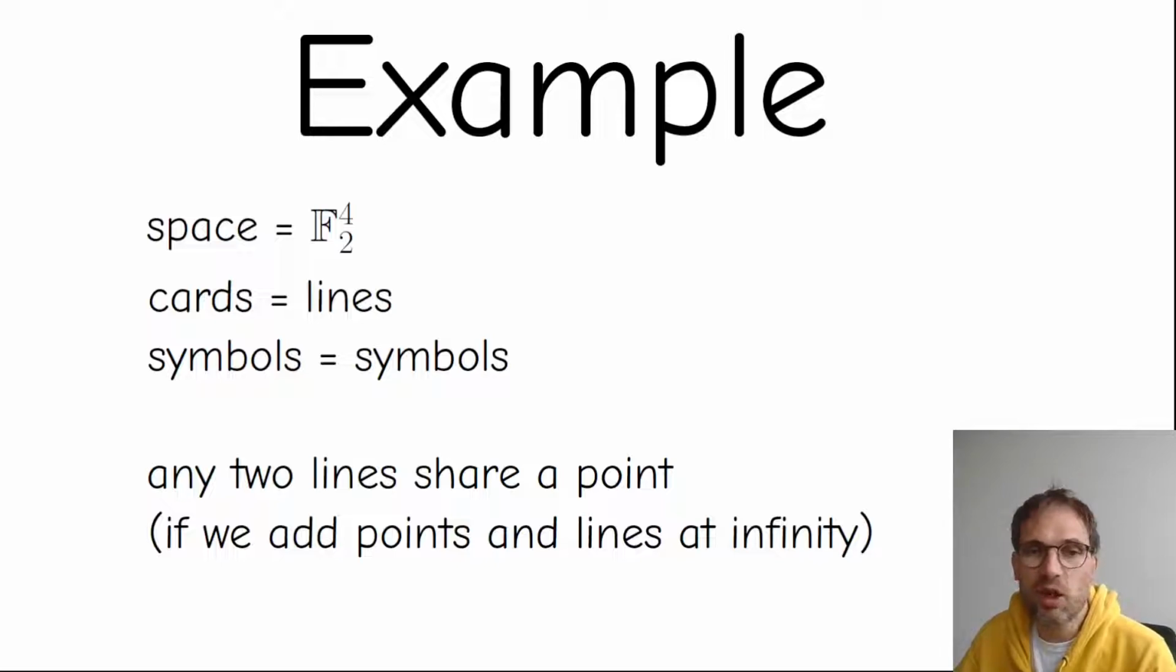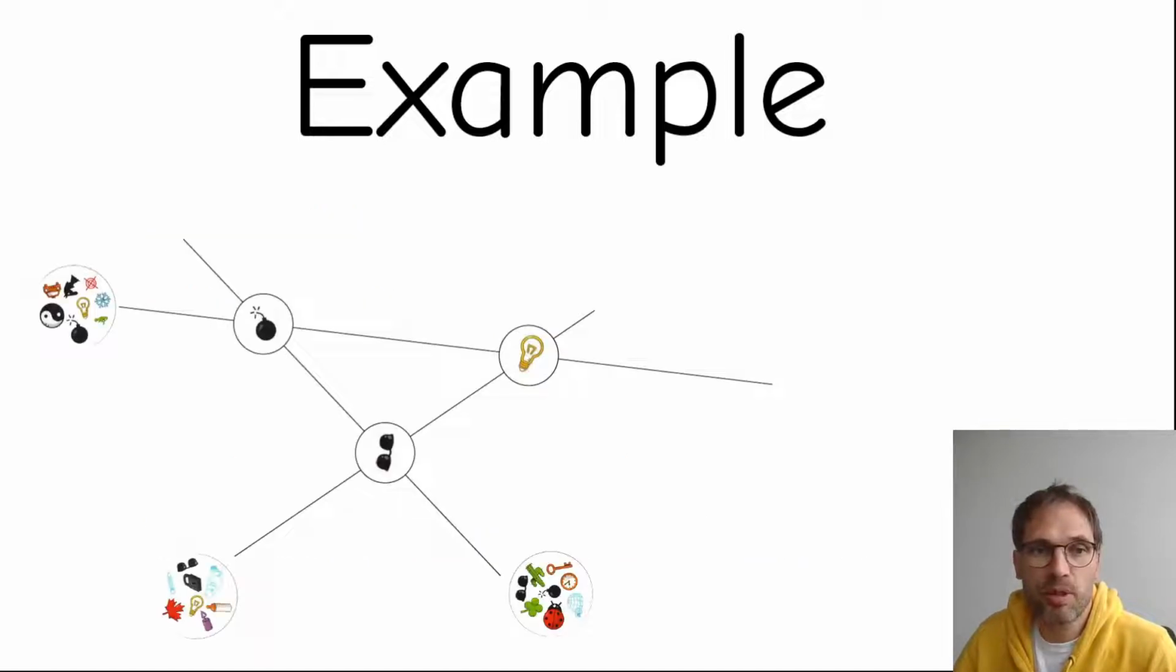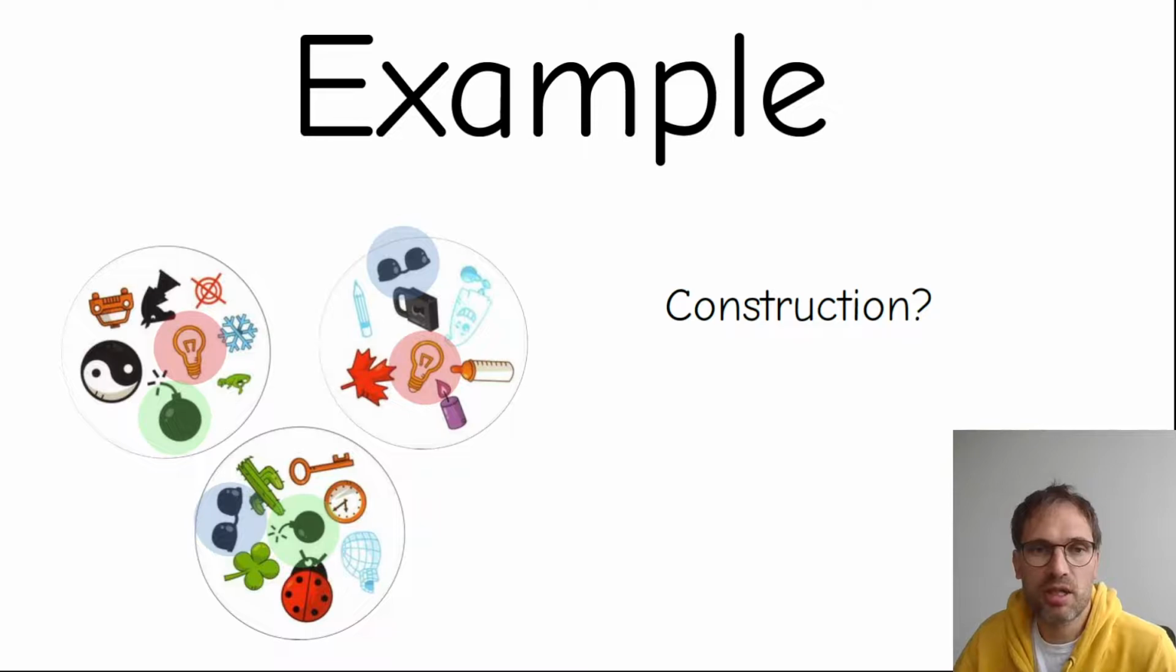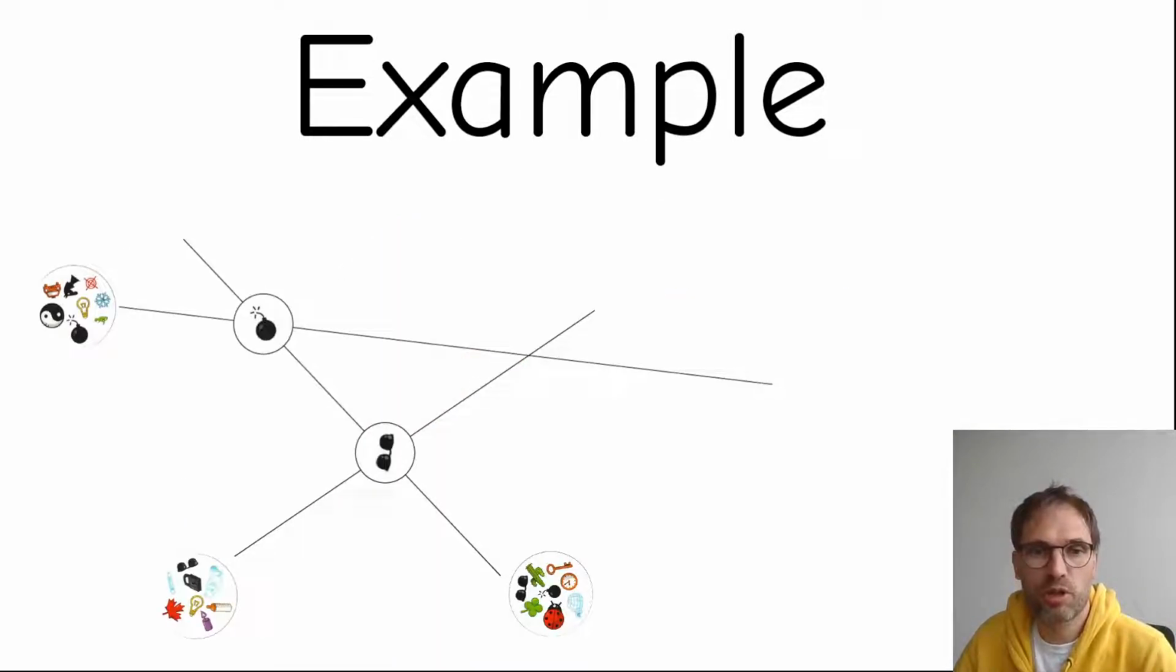The problem is that not any two lines share a point, but it will start working once you add the line at infinity, because if two lines are parallel, they share a point at infinity. So this is one example where the problem of constructing those cards can be solved using methods from discrete geometry.